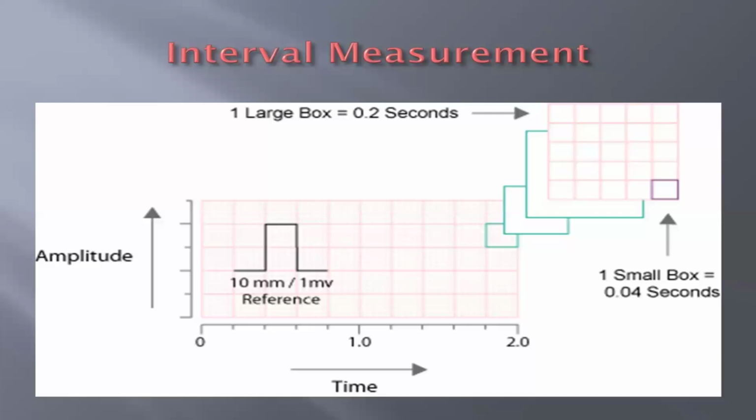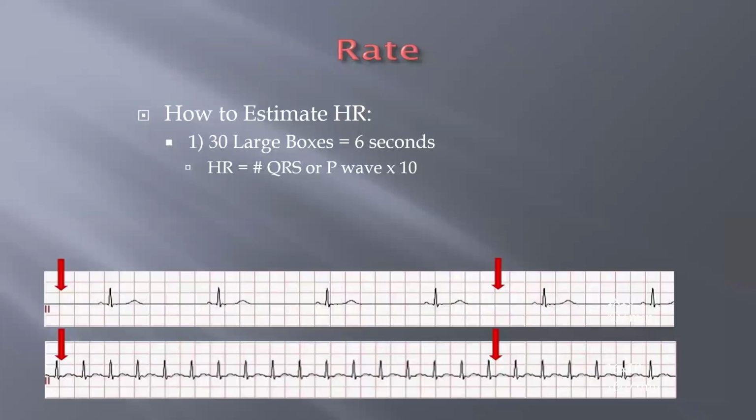So the other method is, of course, you count 30 big boxes, which is equivalent to 6 seconds. Then you multiply by 10. This one also is a very slow rate. 1, 2, 3, 4, 5, 6. Actually, it's normal. The other one, you count from where the first marker is to the last marker. You count 30 big boxes. Then whatever number of R waves you get there, you multiply by 10 to give you the rate that you're looking at.